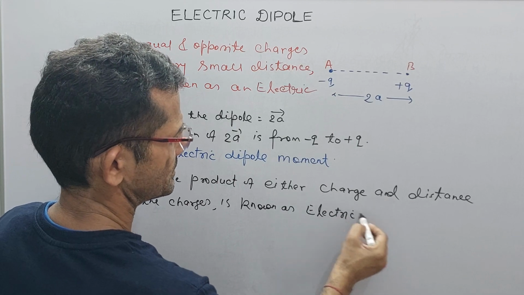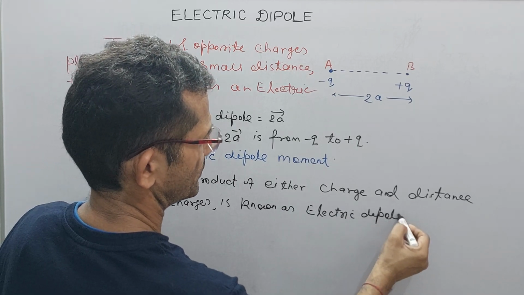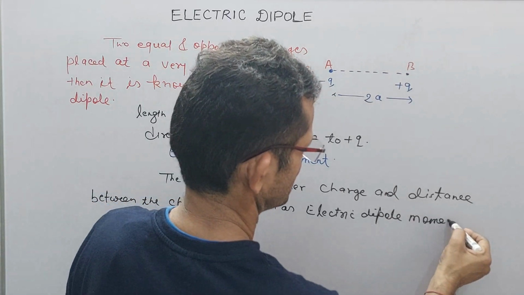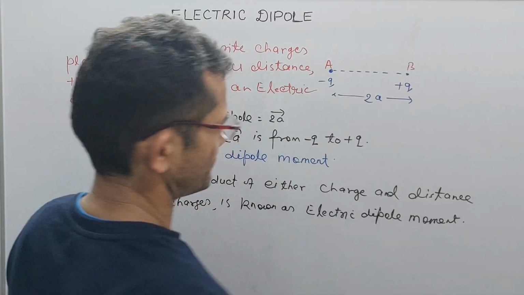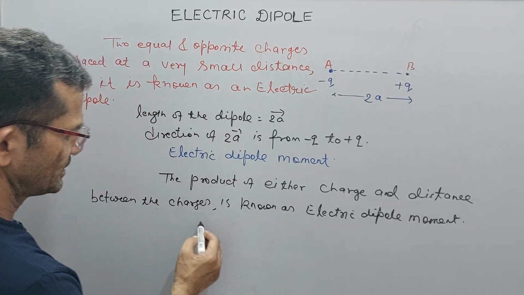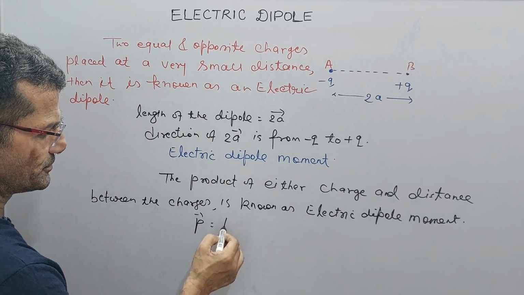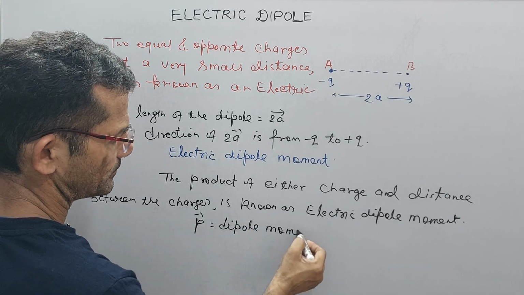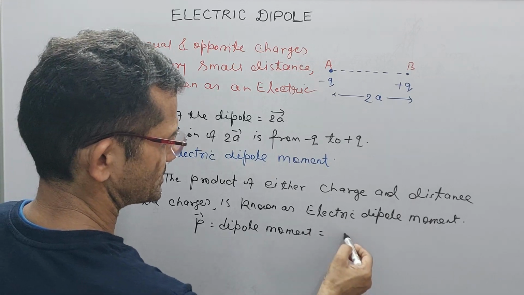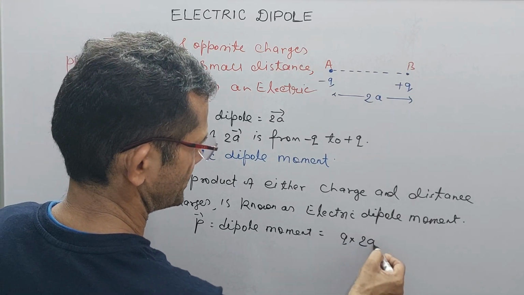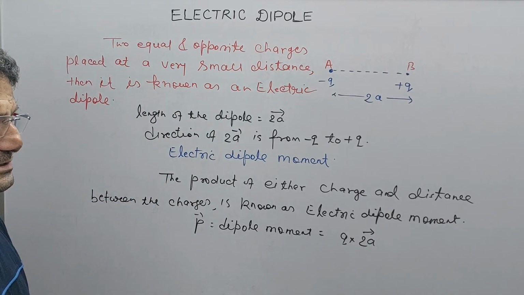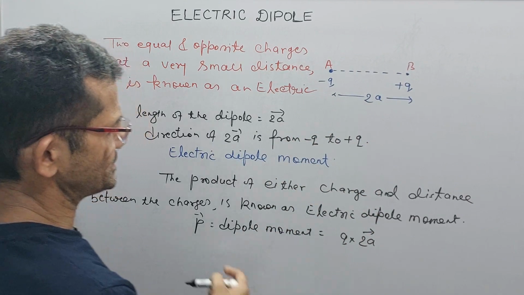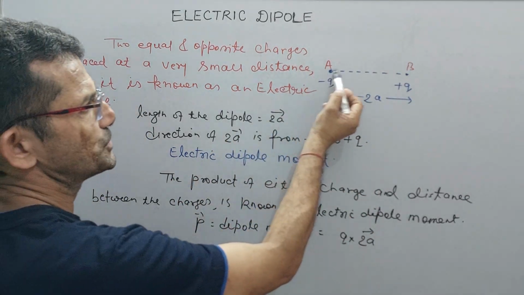Now it is a vector quantity. We represent the vector dipole moment p as equal to either charge q multiplied by the vector 2a. So this is a vector quantity, and its direction is the direction of vector 2a, which is from minus q to plus q.